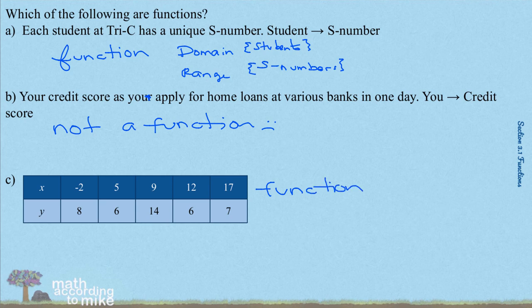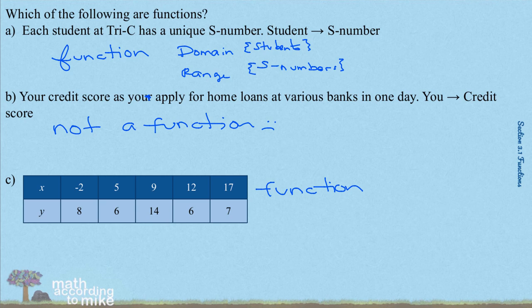Couple things to note. It's perfectly fine if two different x values go to the same y value. So if 5 goes to 6 and 12 also goes to 6, that's fine. But if we saw 5 go to 6 and 5 go to 8, that's not good because that one x value, 5, goes to two different y values, in this case 6 and 8.